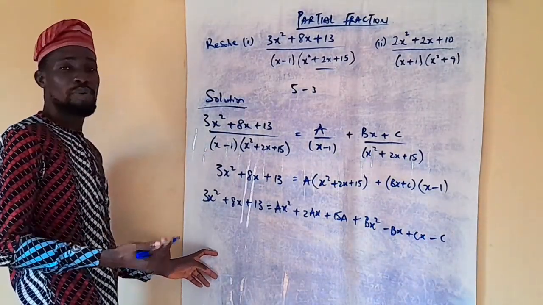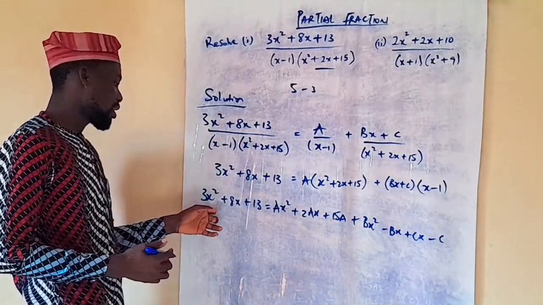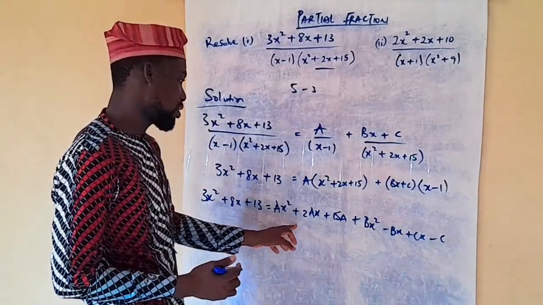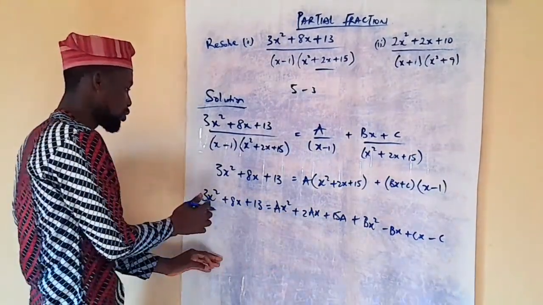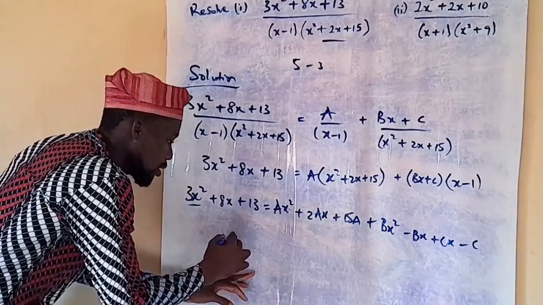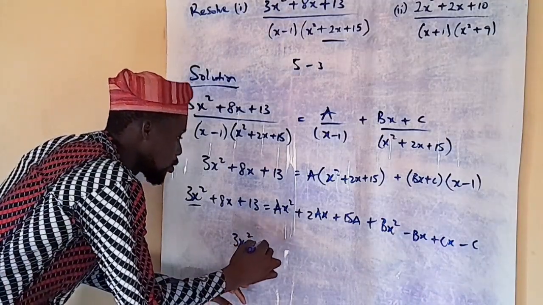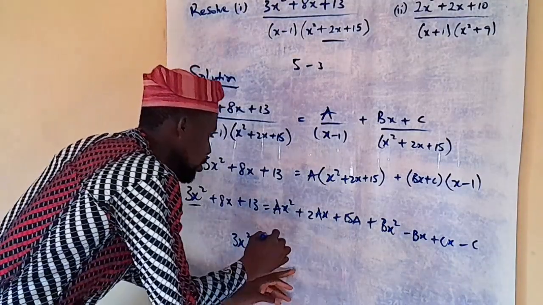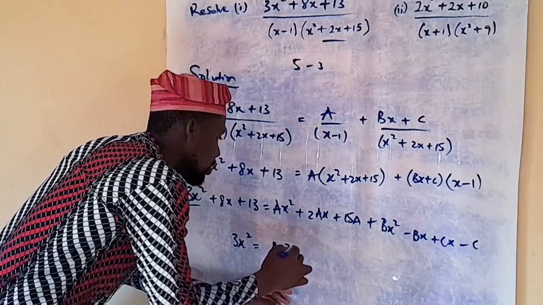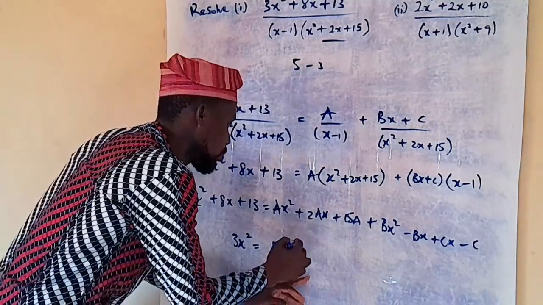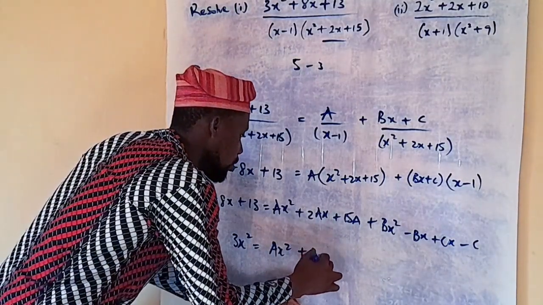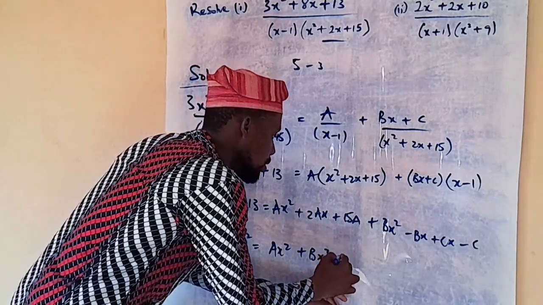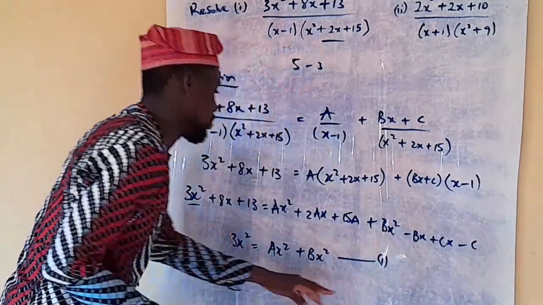Now compare coefficients. The power of x here is 2, and the power of x here is also 2. So what am I going to have? 3x squared equals Ax squared plus Bx squared. This is equation 1.